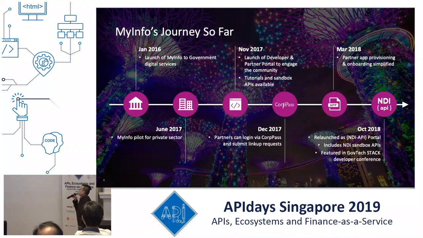So from January 2016, we actually launched the MyInfo service. When we started it out, we wanted to really improve the efficiency of government digital services. We were hearing from citizens that you have to fill up the same thing over and over again when you go to every single different government digital service. So that was the problem statement we set out to address.